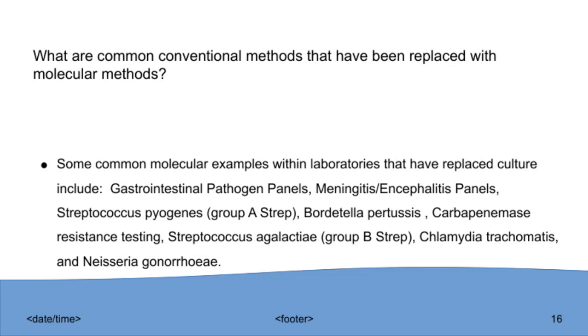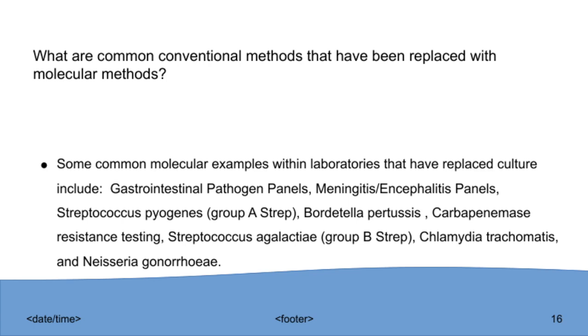So, let's talk about some of the common conventional methods that have been replaced by molecular techniques in laboratories. These traditional methods, like culture, used to be the go-to for identifying pathogens, but now molecular methods have taken their place because they're faster and often more accurate. For example, instead of waiting days to grow bacteria in culture, we now use things like gastrointestinal pathogen panels, which can quickly detect multiple pathogens from a single sample. The same goes for meningitis and encephalitis panels. These allow rapid diagnosis of serious central nervous system infections.